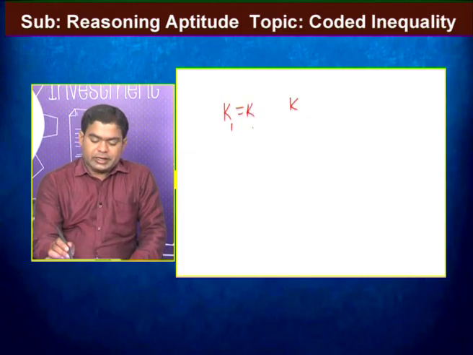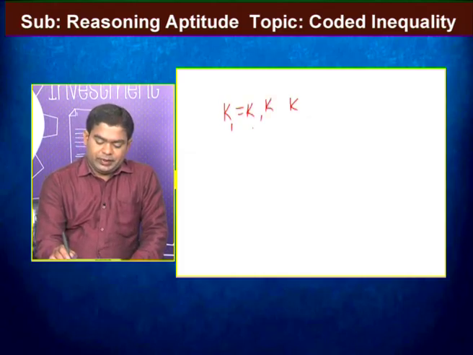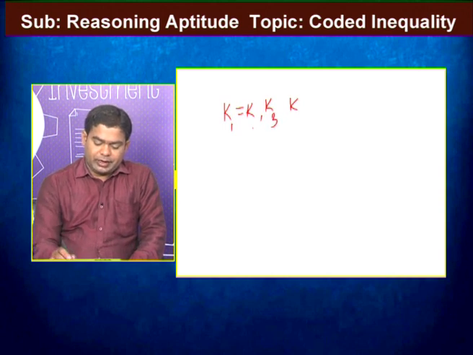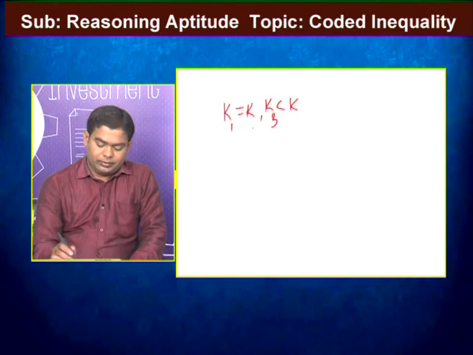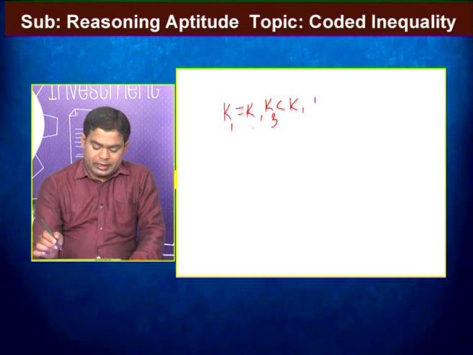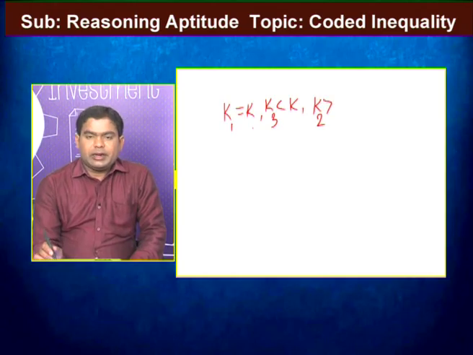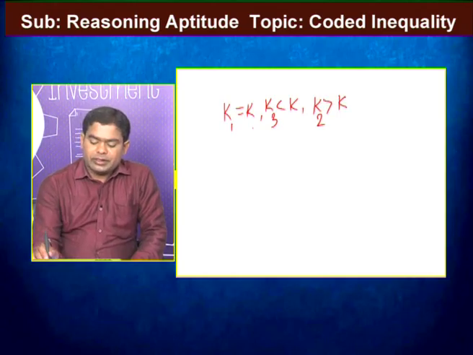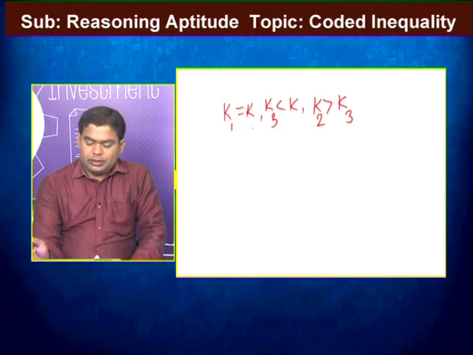Again the statement is there. That one is K3 star K. Here star is denoted less than, so K3 less than K. Again the statement is K2 at the rate K3. At the rate is denoted greater than. That means K2 greater than K3.